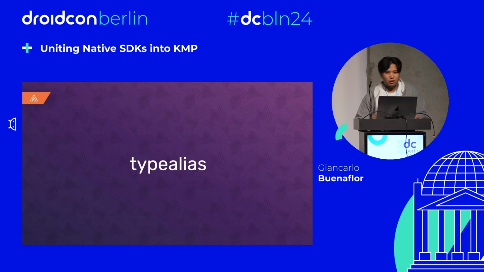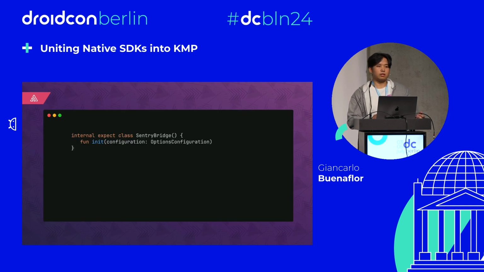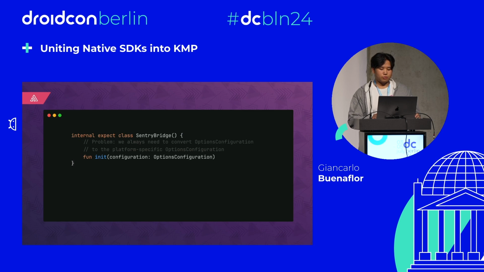So the other option we could do is we could use the typealias keyword, which by definition is just adding alternative names for existing types in Kotlin. And we can leverage this in KMP. So let's go back to this Sentry Bridge class. So the problem is we also need to convert the stuff. The Sentry options always has to be converted to the platform-specific options. And if you have multiple platforms, it can get quite big and a lot.